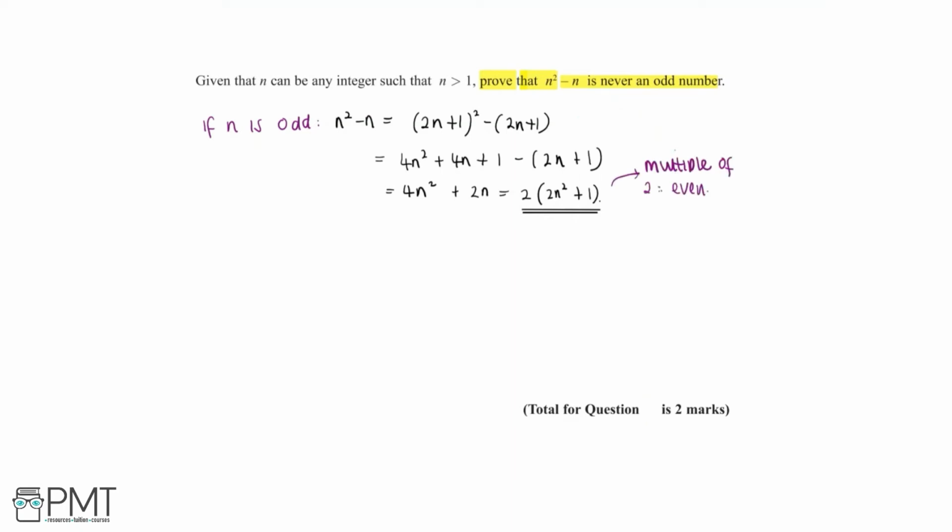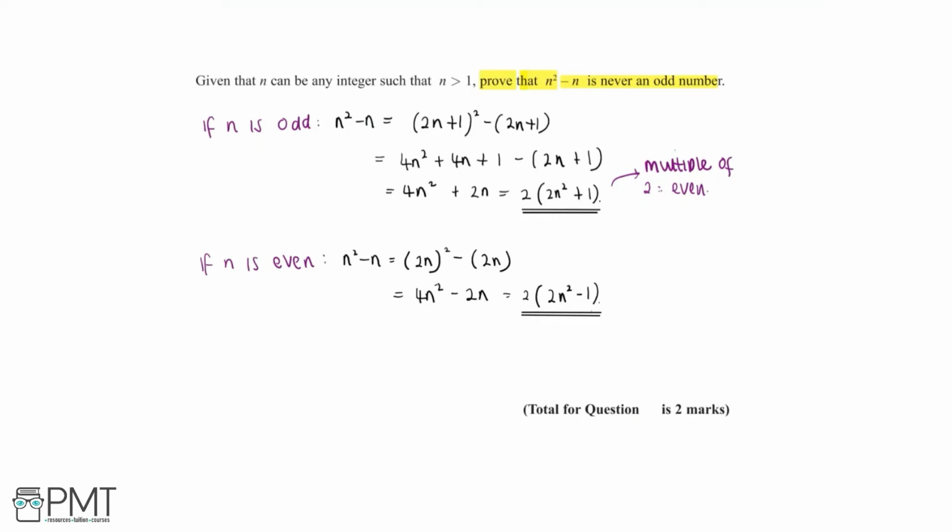Well, now we need to do the same thing, but if n is an even number. Well, algebraically, we can say that an even number is equal to 2n. And so if n is even, n squared minus n is equal to 2n all squared minus 2n. Now simplifying this, 2n all squared is equal to 4n squared, and then minus 2n is 4n squared minus 2n.